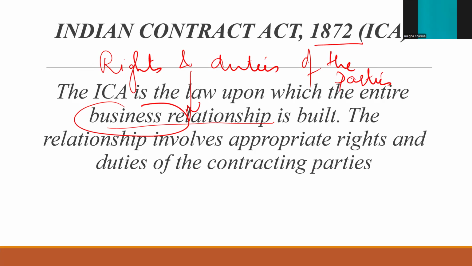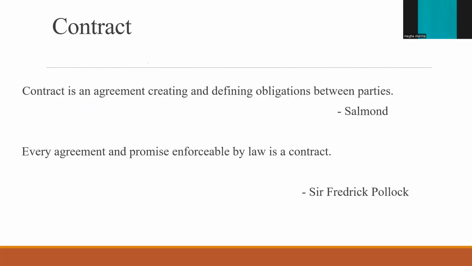So please note, ICA, that is Indian Contract Act, is a law upon which the entire business relationship is built. And this law majorly discusses the rights and obligations of the contracting parties. So what exactly is a contract? Obviously, a contract first begins with the word agreement.